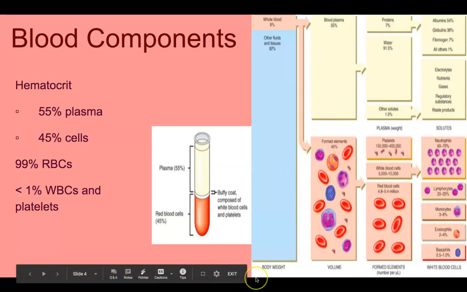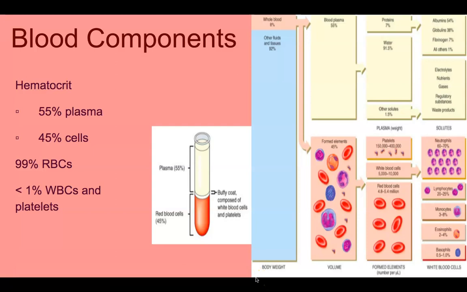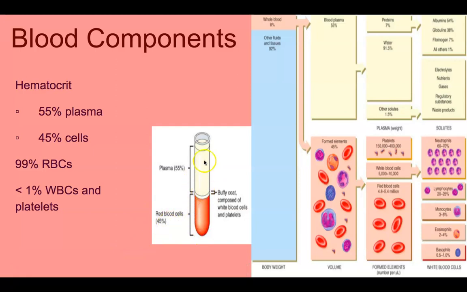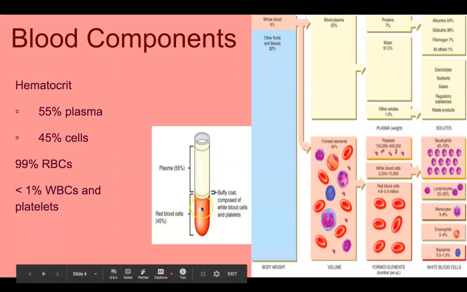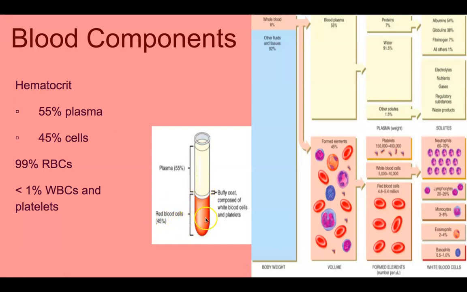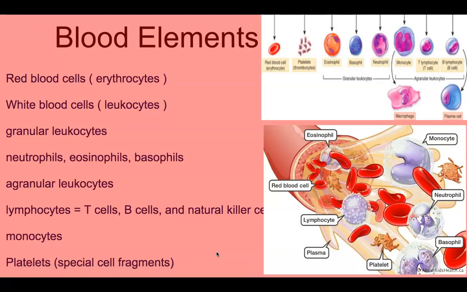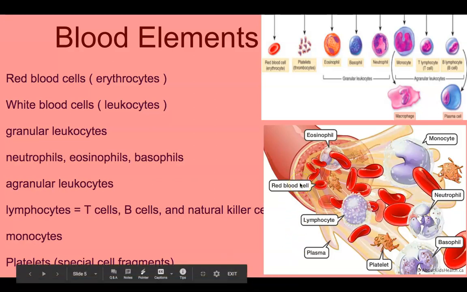There is one practical exercise by which we can measure the hematocrit value, or we can say the packed cell volume. When the blood is taken in a capillary and we centrifuge it, then we get three layers. The upper layer is plasma, that is 55%, and the lower layer is packed cell volume, that is RBC, around 45%, and there is one layer in between the two, the buffy coat, that is composed of white blood cells and platelets.